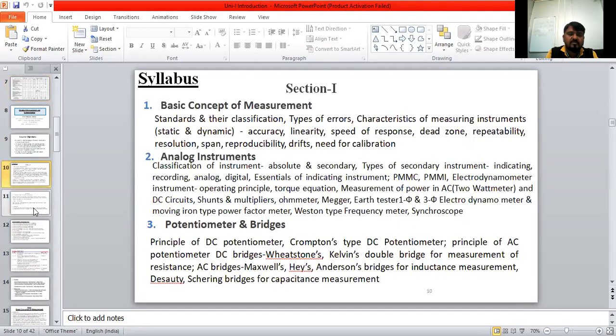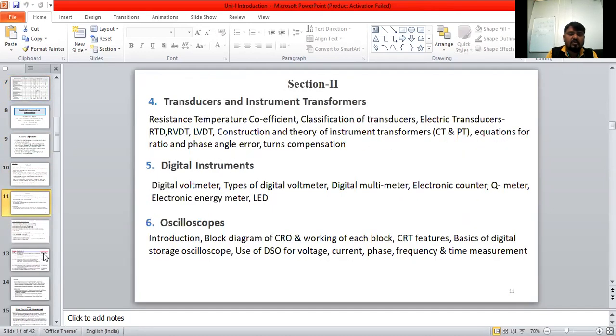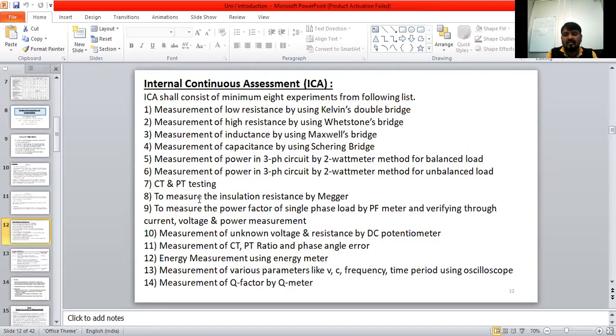How many experiments are there, and how many you have to study, is also important. For the internal continuous assessment and practical oral examination, as per the university schedule, a total of 14 experiments are mentioned. Out of these 14, any 8 experiments we are going to conduct and perform here.